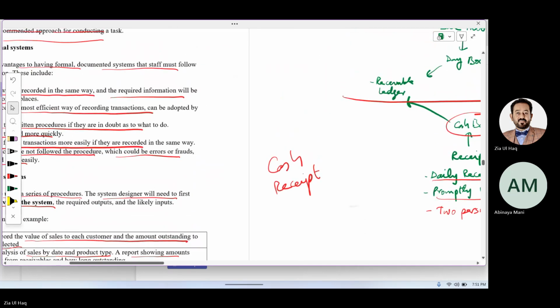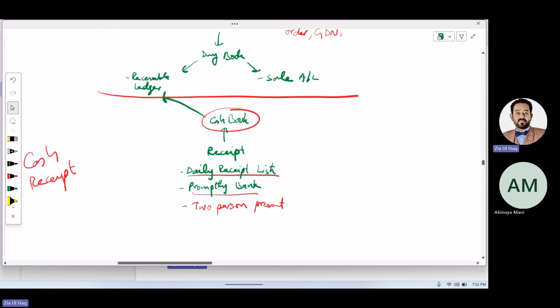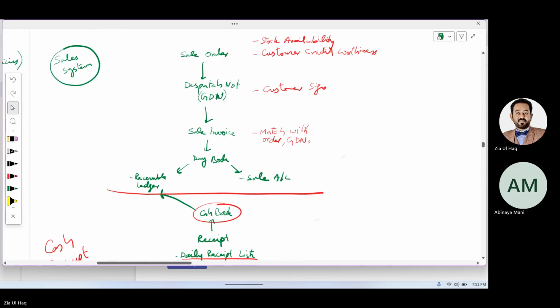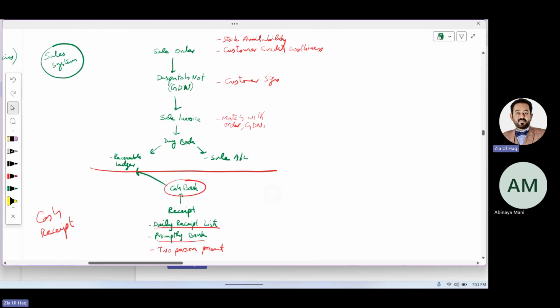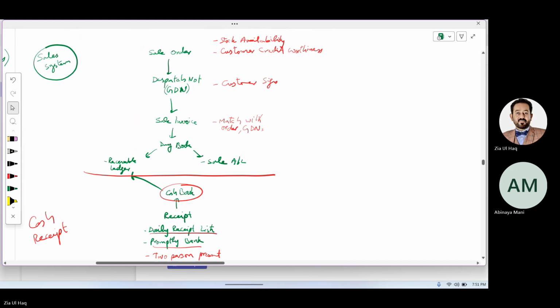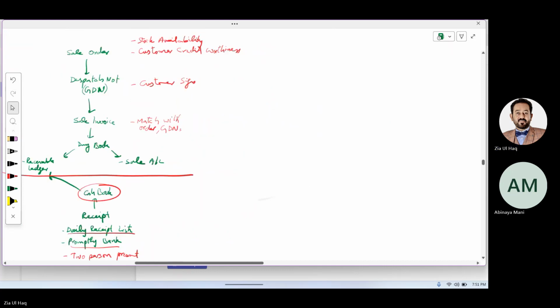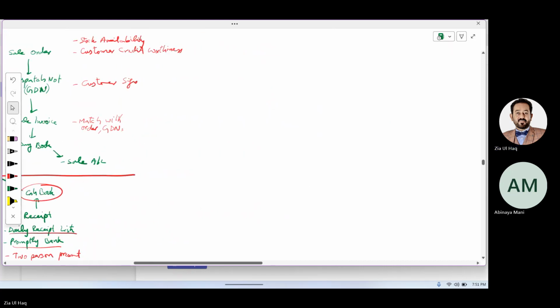Okay, we have discussed the sales system, and also we have discussed the cash receipt system as well. Now moving towards the purchase system. So let's discuss what the purchase system could be.